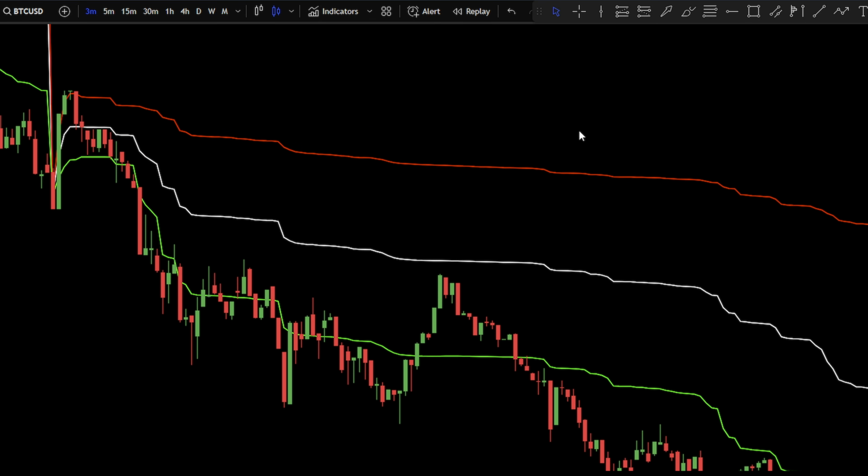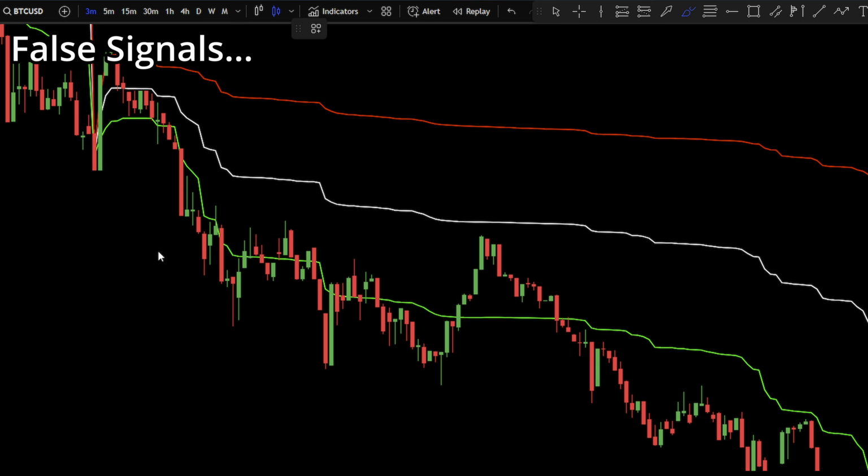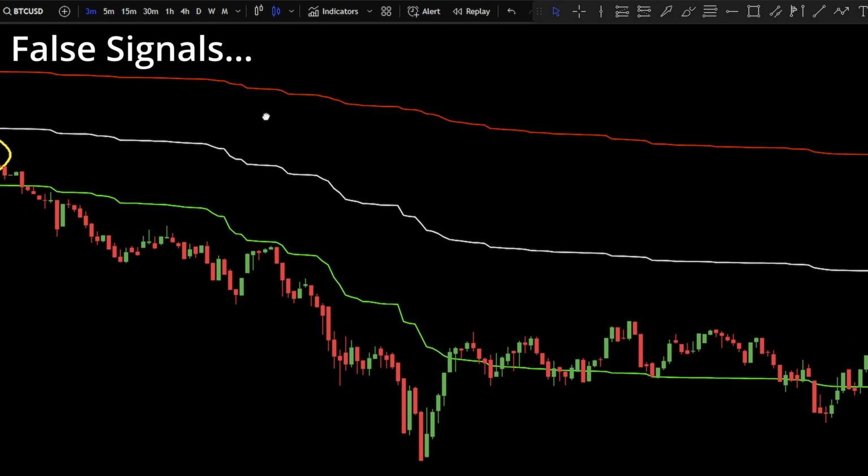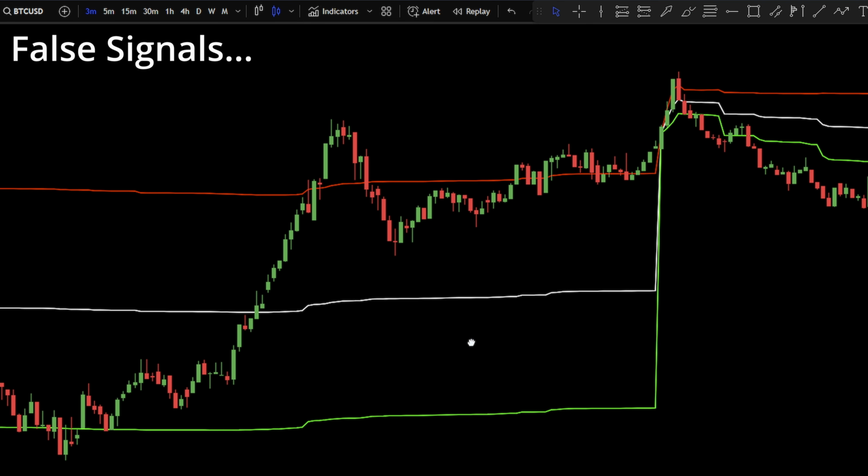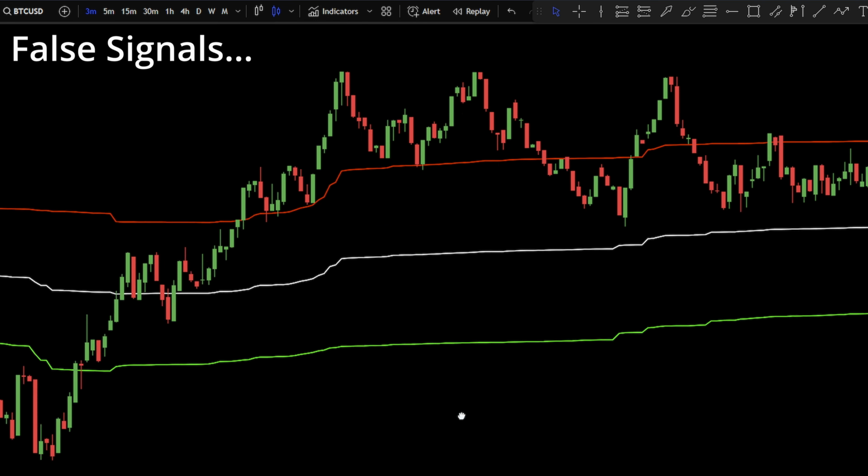Now that we've explored how this indicator works, it's important to note that using it alone may not be consistently profitable, as it can still produce false signals despite being a very good indicator.